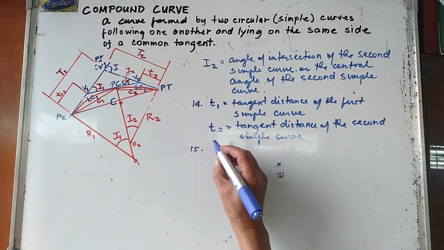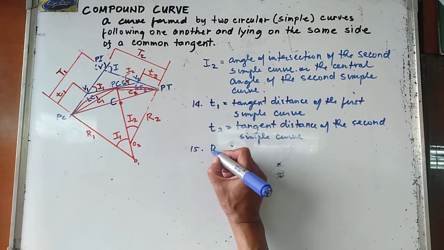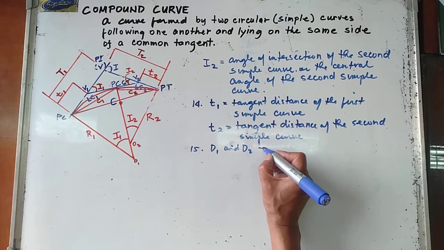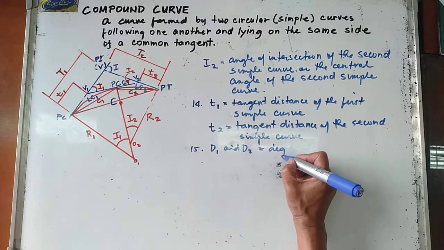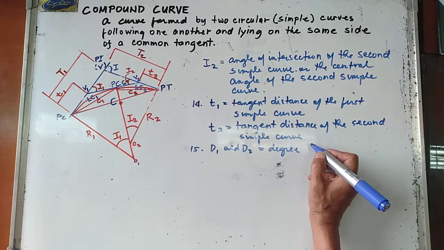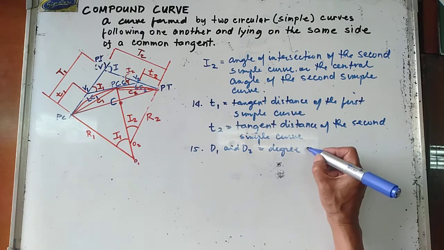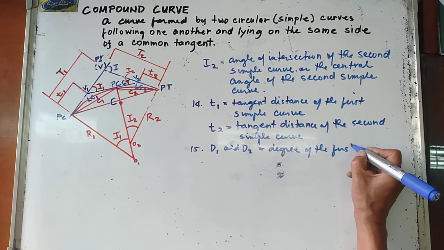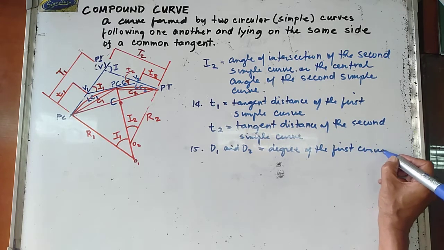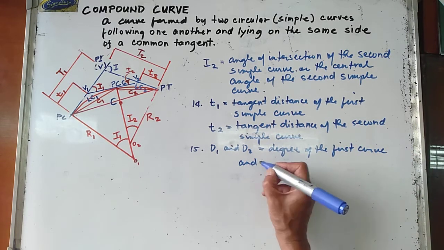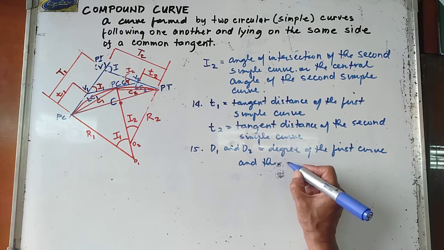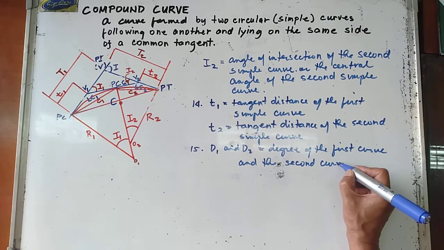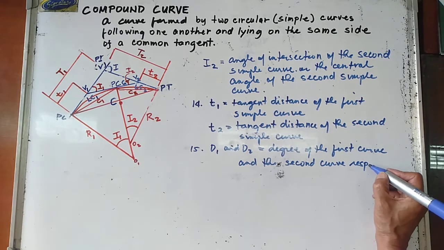We still have other elements of the simple curve, D1 and D sub 2. This is the degree of the first curve and the second curve, respectively.